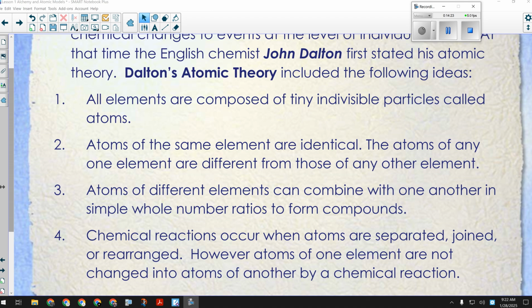Okay? The second point that Dalton came up with was that atoms of the same element were identical. Now, not all of Dalton's points have kind of held up over the years. We still consider them to be effectively true, but our modern sciences and technology have proven some of them to be not 100% true. So for number 1, for example, all elements are composed of tiny, indivisible particles called atoms.